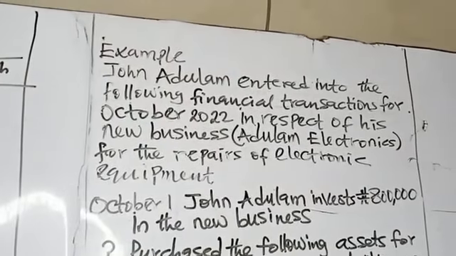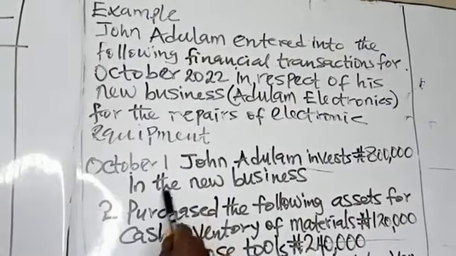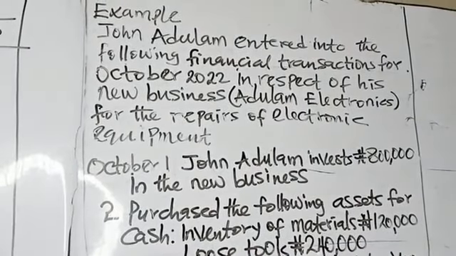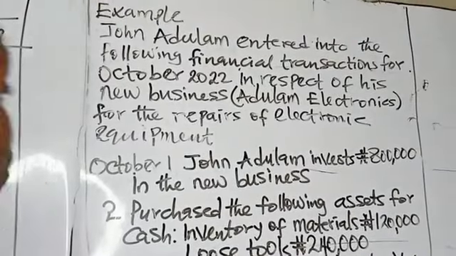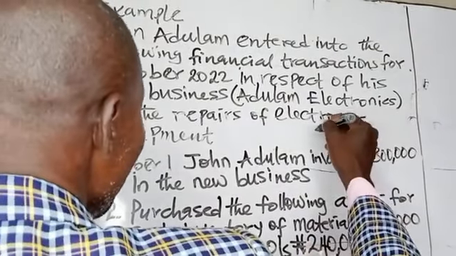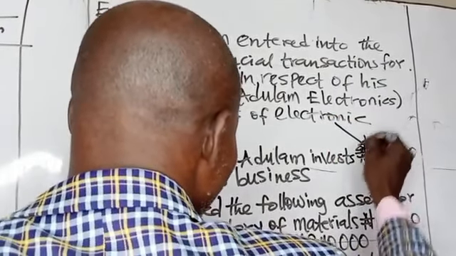October 1st, John Adulam invests 800,000 naira in the new business. Since he invested the sum of 800,000 naira into the business, he is putting in the sum of 800,000 naira into the business.